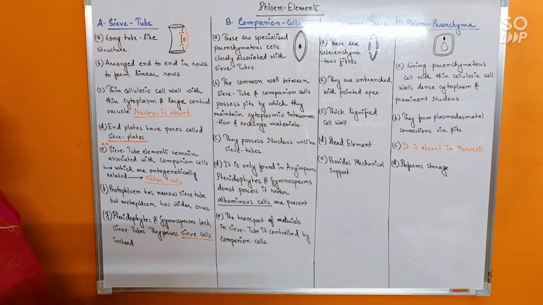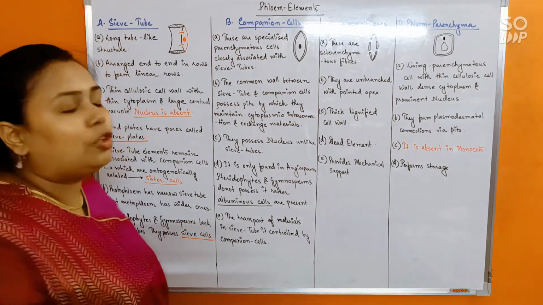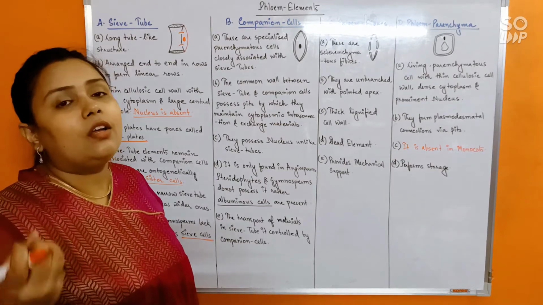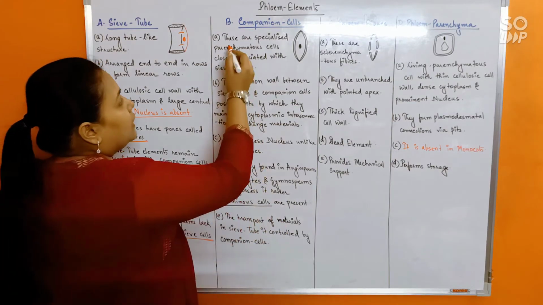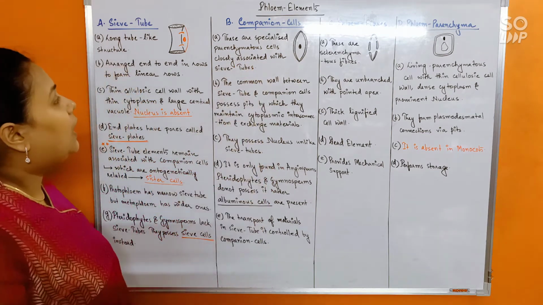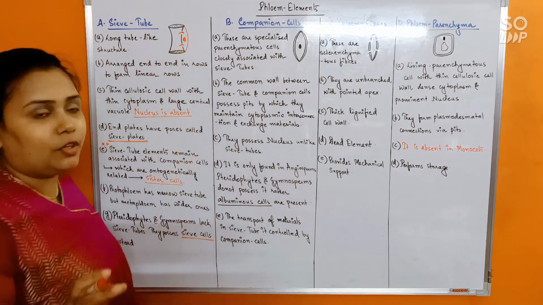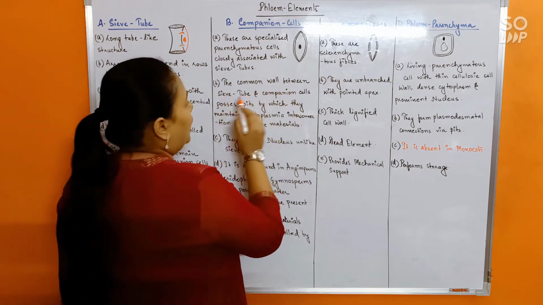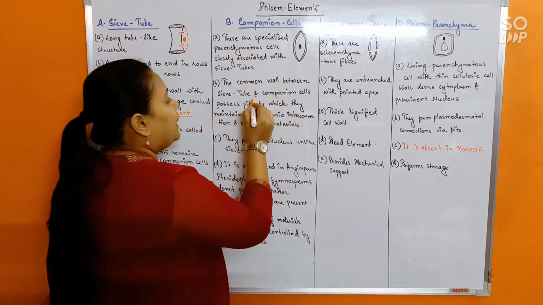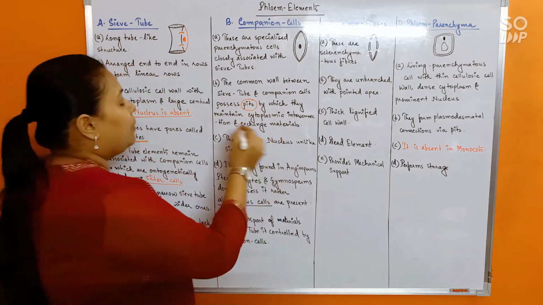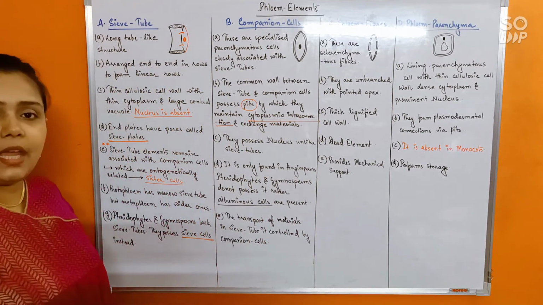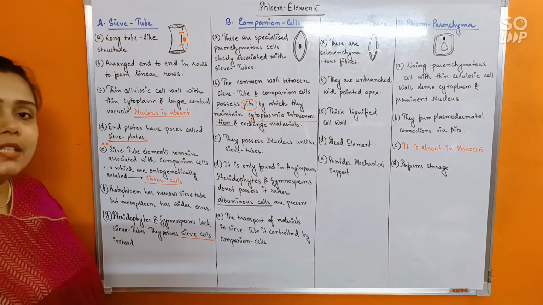Next, let us discuss companion cells. I've already told you many things regarding companion cells, but then again just try to recall the stuff. These are specialized parenchymatous cells closely associated with the sieve tubes, and how they remain associated, I hope all of you are clear about it. The common wall between the sieve tube and the companion cells possesses pits by which they maintain cytoplasmic interconnection and exchange the materials. Okay, do remember this very, very important thing.